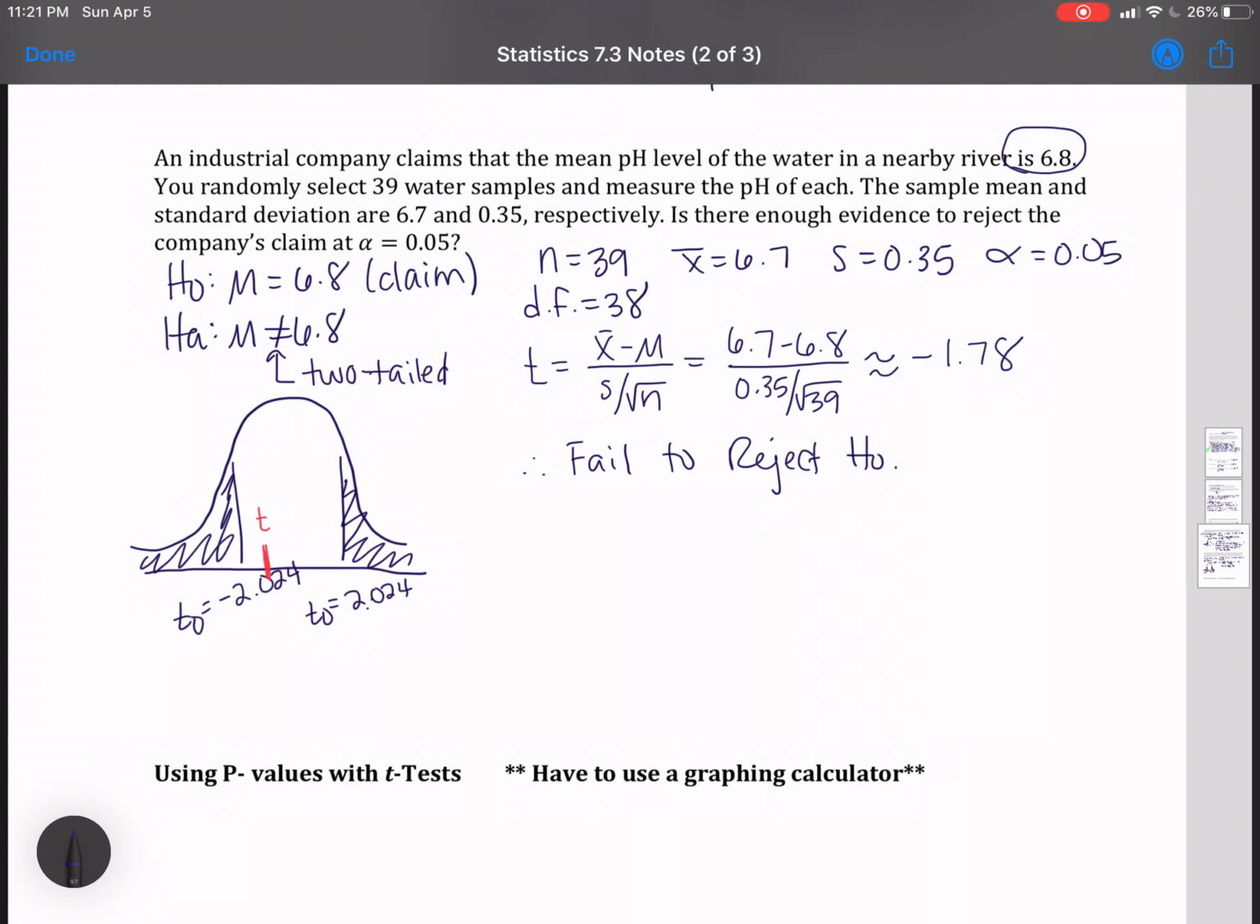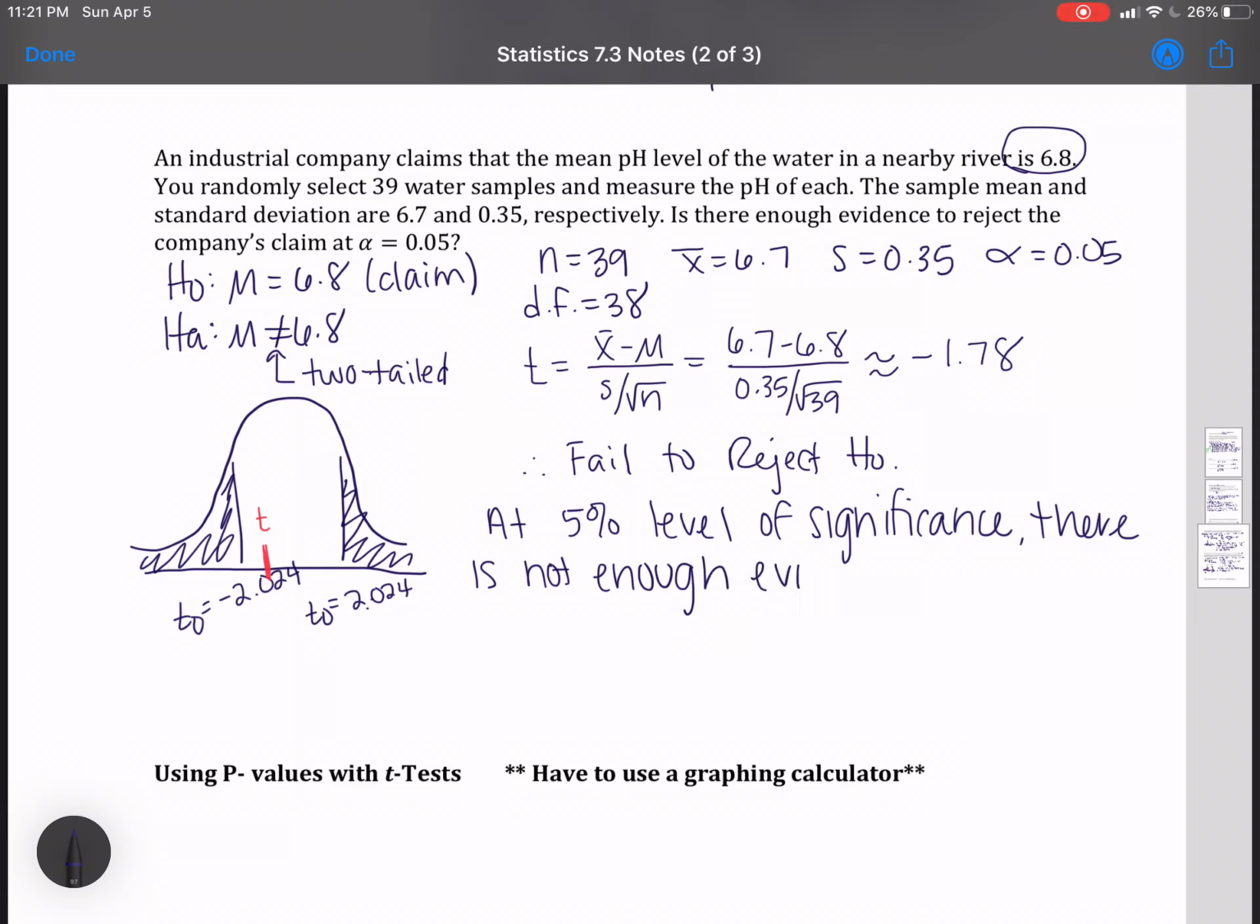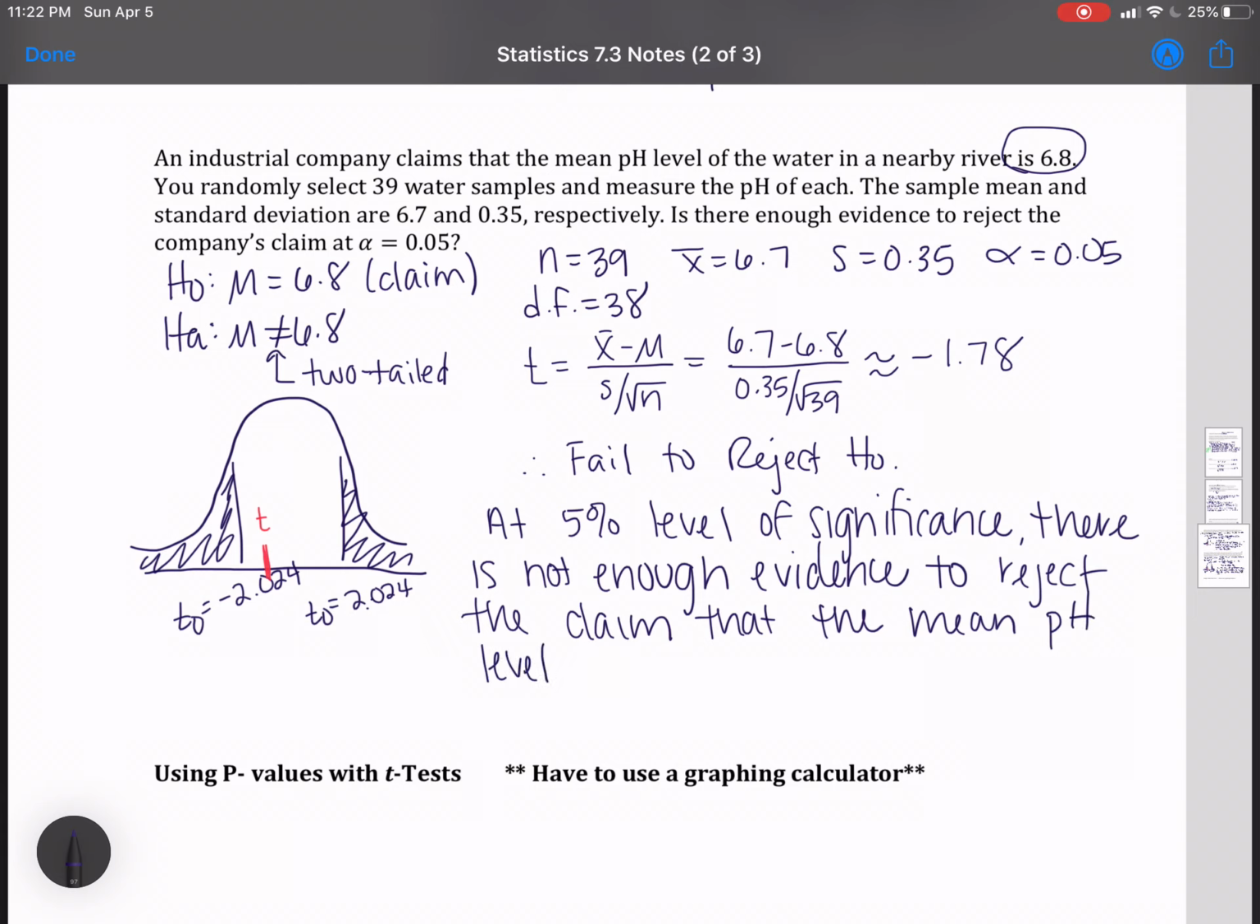Okay, so at the 5% level of significance, there is not enough evidence to reject the claim that the mean pH level of the water equals 6.8.